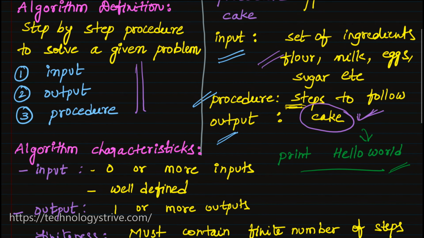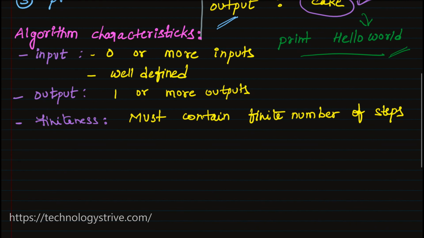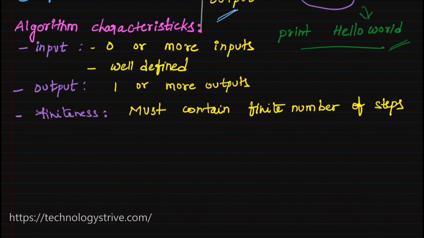In our recipe example, we are following some steps. If these are infinite in nature, then obviously we won't get our outcome as a cake. The procedure will continue forever, and no one will prepare the cake at all. In a similar way, every algorithm will contain some finite number of steps.